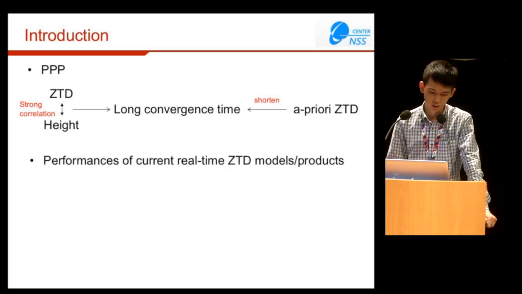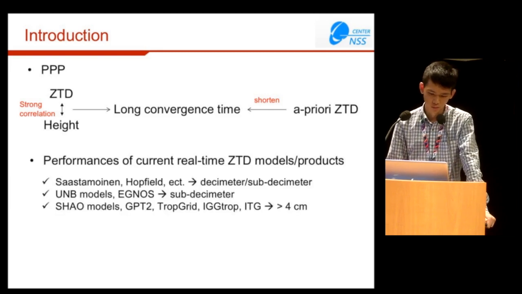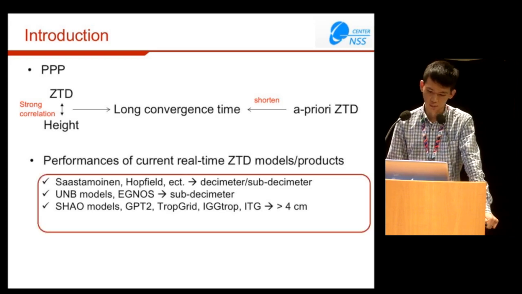How about the performance of the currently commonly used real-time ZTD models or products? For empirical models like Saastamoinen, Hopfield, and the later UNB models and the IGGtrop model, and the most recent models derived from meteorological reanalysis, they can provide ZTD with accuracy generally not better than 4 centimeters.